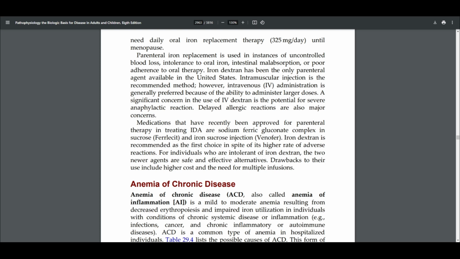Intramuscular injection is the recommended method. However, intravenous administration is generally preferred because of the ability to administer larger doses. A significant concern in the use of IV dextran is the potential for severe anaphylactic reaction. Delayed allergic reactions are also major concerns. Medications that have recently been approved for parenteral therapy in treating IDA are sodium ferric gluconate complex in sucrose, as well as an iron sucrose injection.